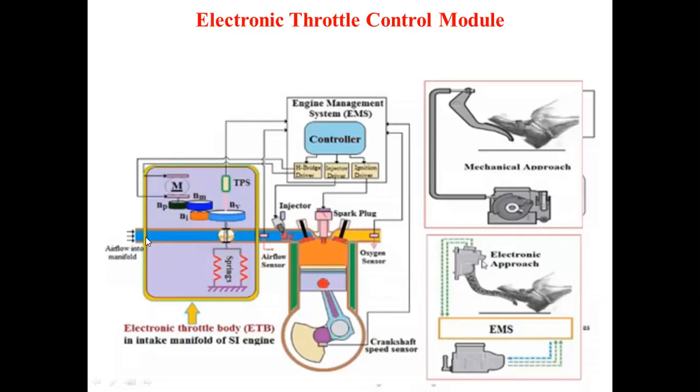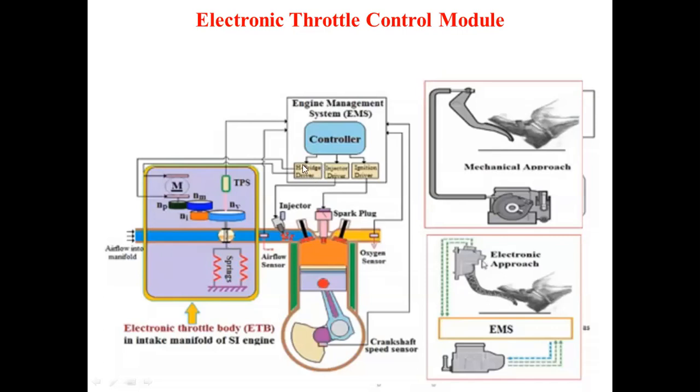Here you are getting the airflow, air intake in the manifold, wherein you are getting the TPS, throttle position sensor, and various idle motors and all. With the help of this TPS sensor you are getting the electronic throttle body, ETB, which is fitted in the intake manifold of the SI system. The information from this is given to the engine management system, wherein there is a controller.